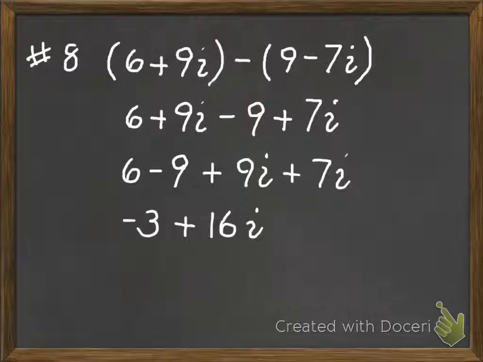Collecting the real parts together and the imaginary parts together, because just like adding like terms, we can only combine like terms. Here we can only combine our real parts with our real parts and then our imaginary parts with our imaginary parts. So 6 minus 9, those are our real parts, is minus 3. And then our imaginary parts are 9i plus 7i, and altogether that's 16 i's. So our answer is a complex number, minus 3 plus 16i.